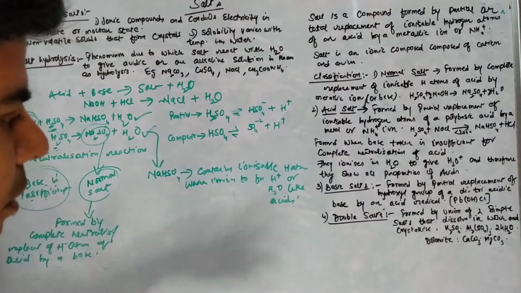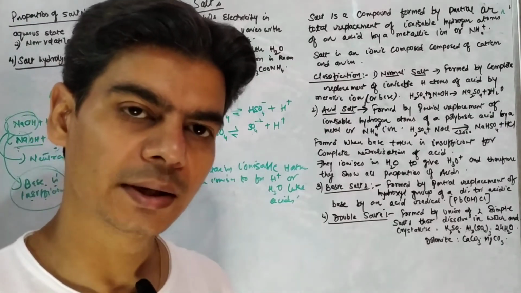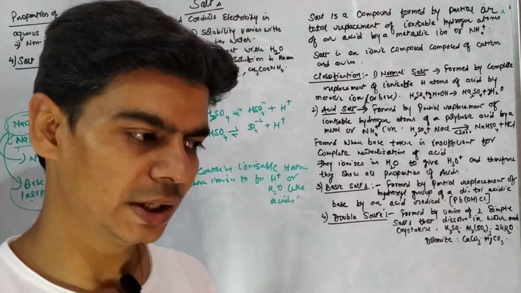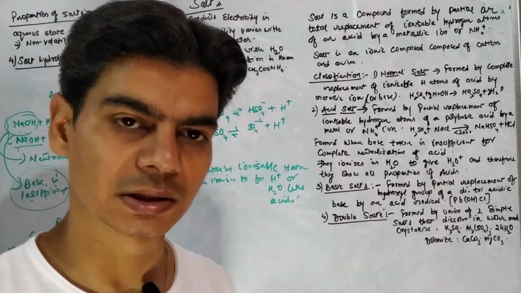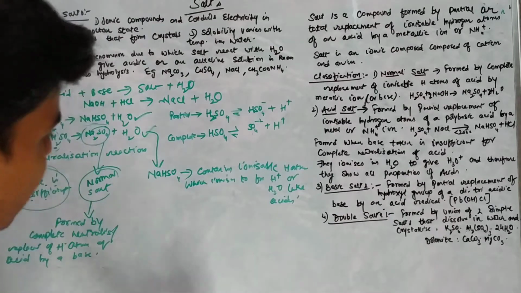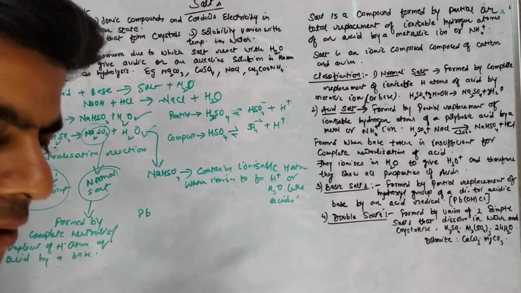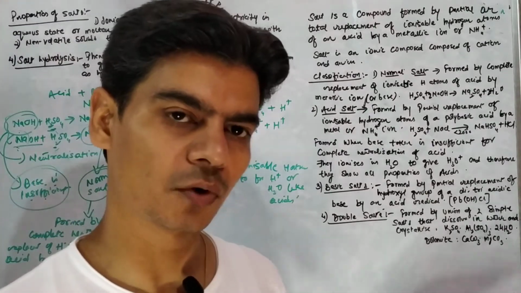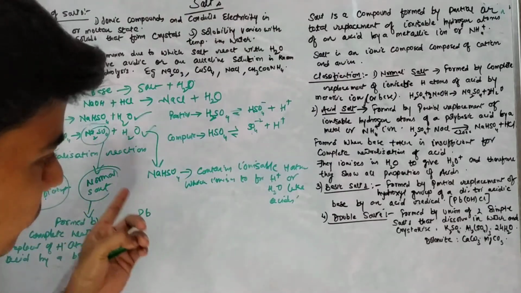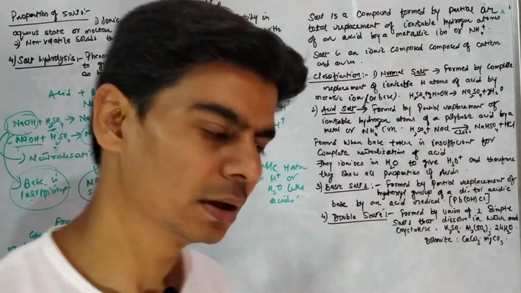We have discussed this. Now what are basic salts? Like acid salts contain replaceable hydrogen ions, right, similarly basic salts contain replaceable hydroxyl ions, because they behave like bases. Like acid salts behave like acids, basic salts behave like bases. We have discussed that acid salts are formed by partial replacement of hydrogen atoms of acids. Similarly, basic salts are formed by partial replacement of hydroxyl ions of bases.